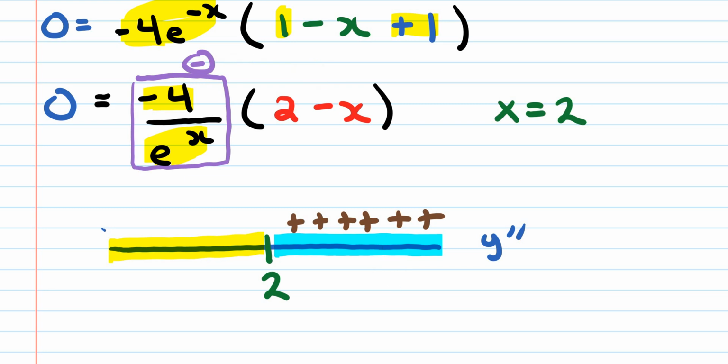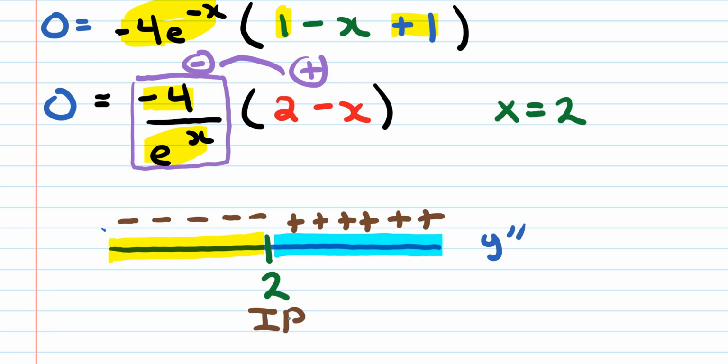Okay, and then let's try a number over here. So maybe I'll pick the number 0. If I plug in 0 over here, 2 minus 0 is going to be positive. However, a positive times a negative is going to be negative. So this whole region will be negative. Okay, and what that really means is I have an inflection point at x equals 2 because it changes concavity.